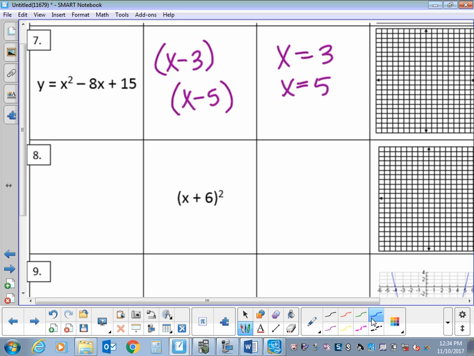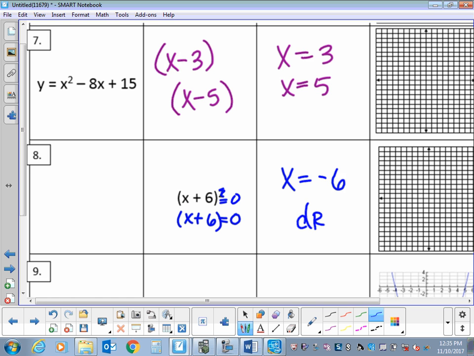Alright, so now my factor is x plus 6. What is my zero? X equals what? All I'm doing here is making this equal to 0. I just have 2 of them. So how do I get my 0? How do I solve for x here? Subtract it. Okay, so what are my zeros? Negative 6.